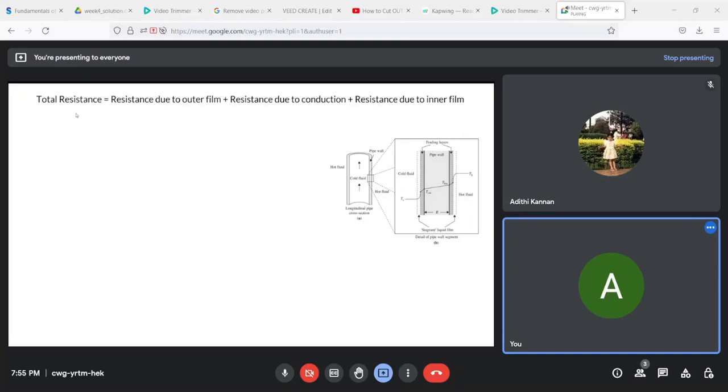So your total resistance of this entire thermal process is equal to resistance due to outer film, that is the outer convection region from the steam to the outer pipe, resistance due to conduction, that is within the pipe wall, and resistance due to inner film, that is from the pipe wall into the cold inner fluid. So the summation of all these resistances is actually the total resistance of this entire process that we're dealing with right now.